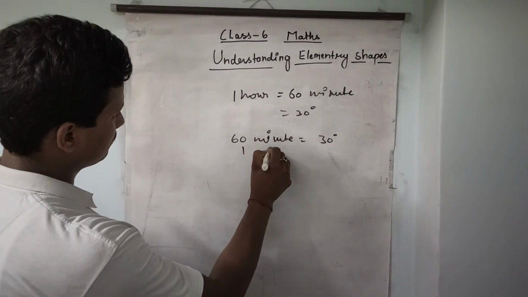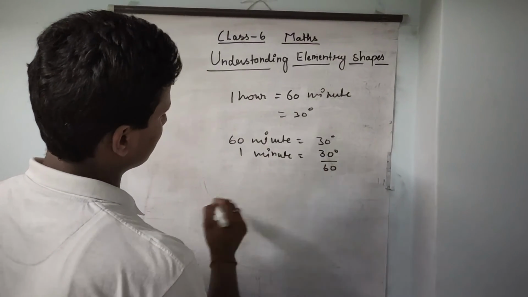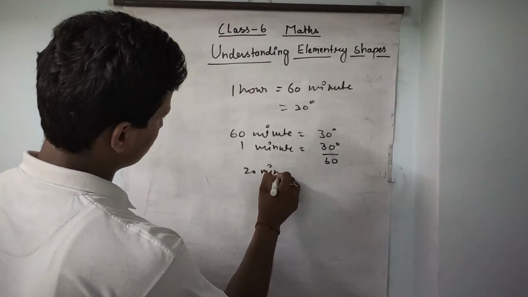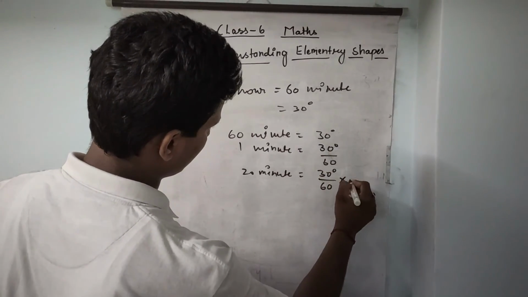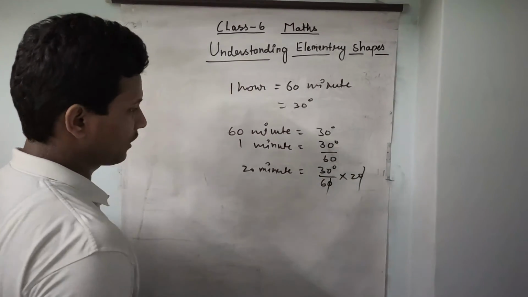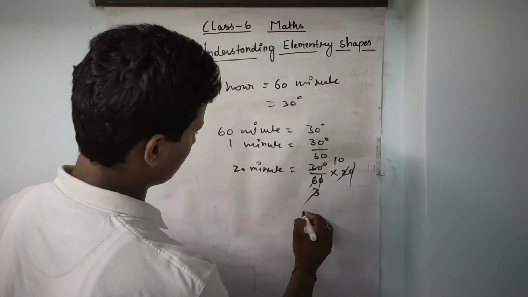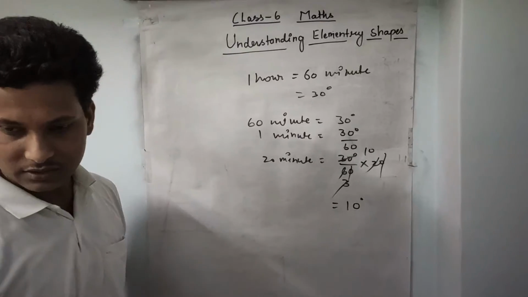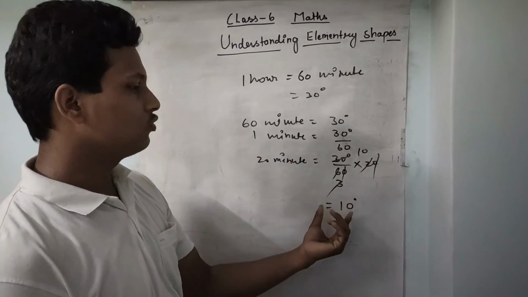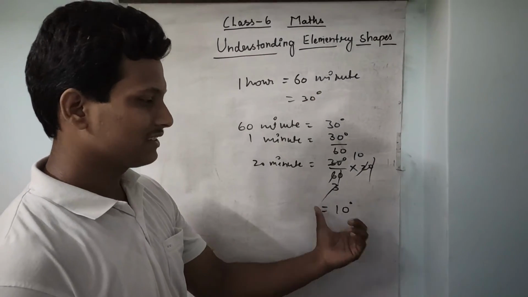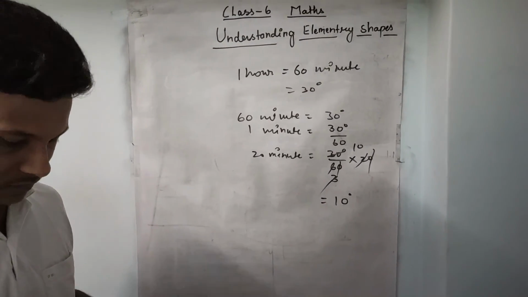So 1 minute of rotation is equal to 30 upon 60, and they are asking for 20 minutes. So 20 minutes of rotation is 30 upon 60 into 20. The 0 and 0 cancel. 2 ones are 2, 2 threes are, now 3 ones are 3, 3 tens are 10. So the answer will be 10 degrees. In 20 minutes the hour hand will rotate by 10 degrees.